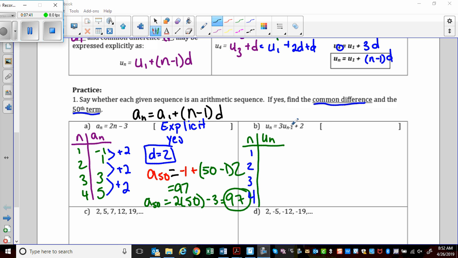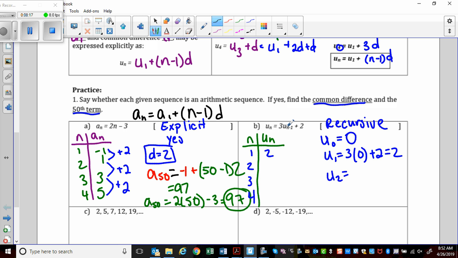When n is 1, we actually need to start with 0. So we're going to have to let u sub 0 just equal 0. Then u sub 1 is equal to 3 times the one before, which was 0, plus 2, which is 2. And then u sub 2 depends on the one before it, so this is going to be recursive.